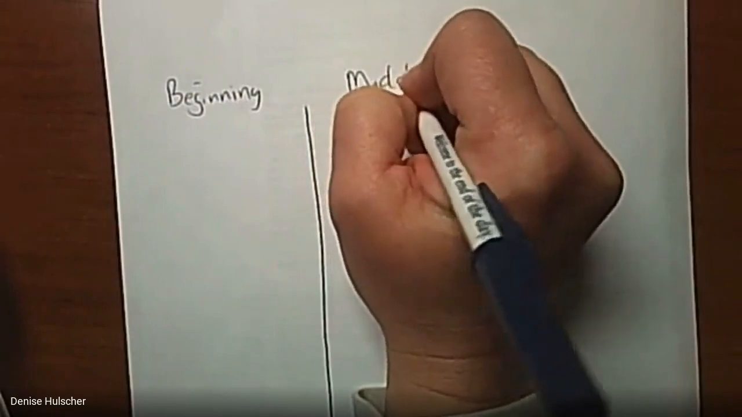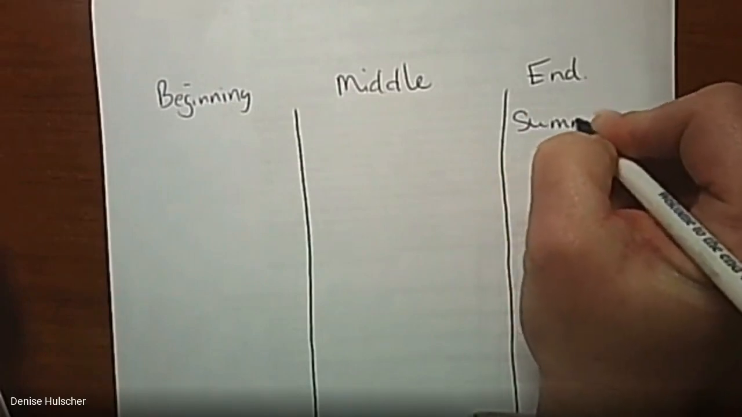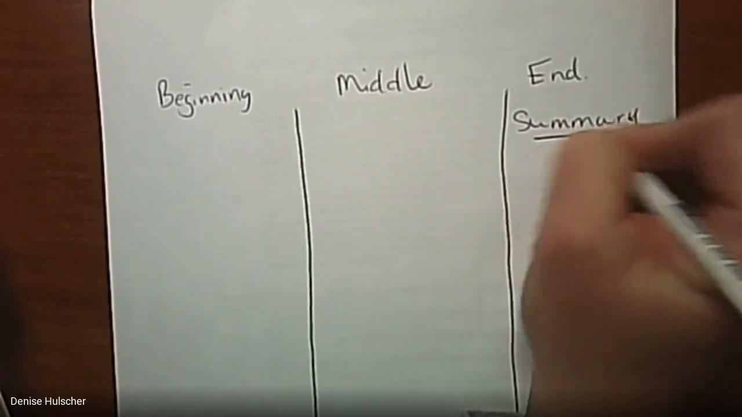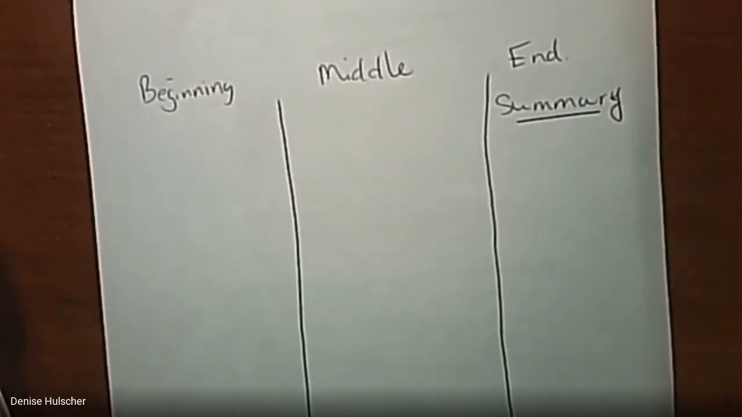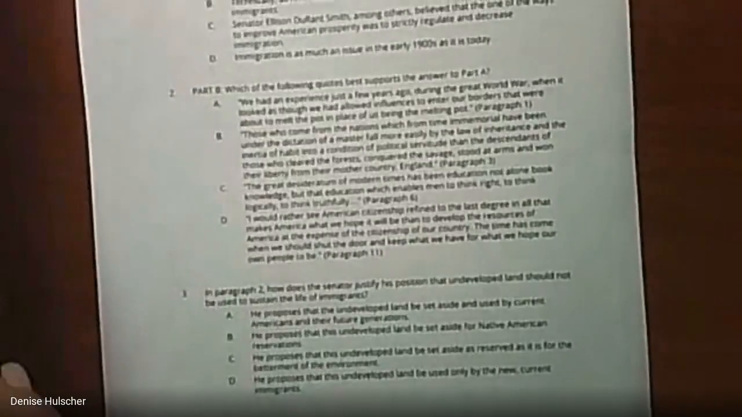So what I'm going to do is I'm going to set my text aside, and I'm going to use, if you print it out, it would be your page 4, because it just happens to be a blank page, mostly a blank page. So I'm going to write beginning, middle, and end. And here is where I'm going to be putting my summary, about a sentence or 2 summary to add to my paragraph summary. Okay, let's look at our questions.